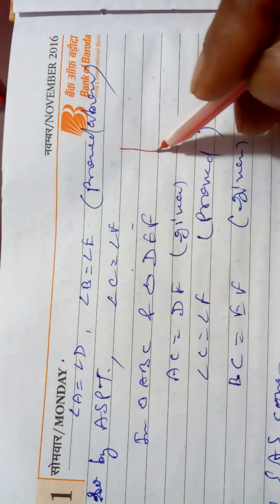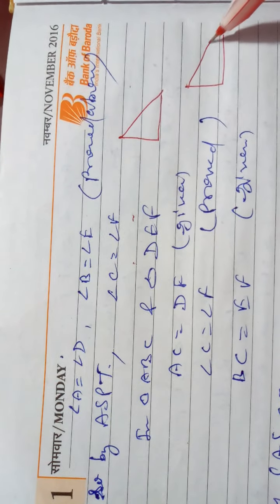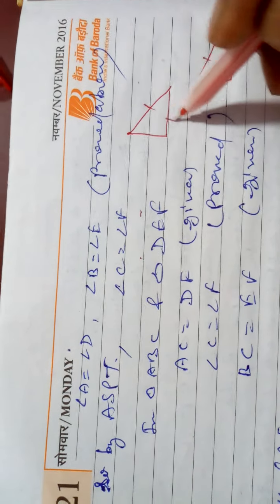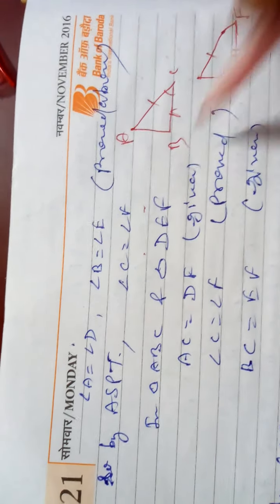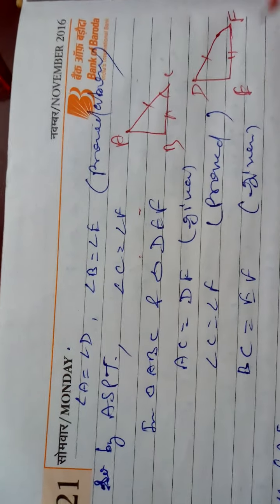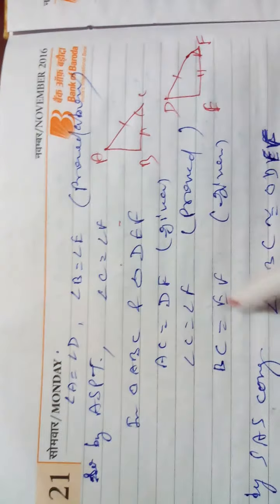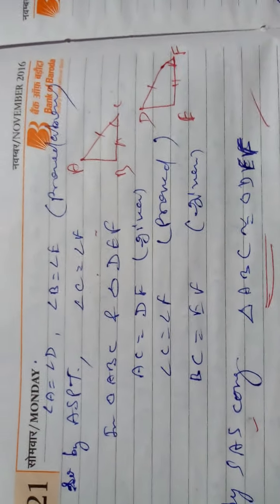Now we will take these two triangles directly, in which this is equal to this is equal to this, given, and C is equal to F, you have proved. AC is equal to DF, C is equal to F, we have proved just now. So by SAS congruency again this is congruent. Hence proved.